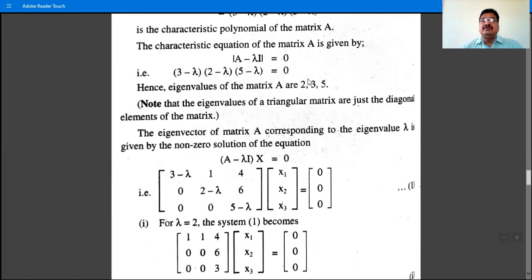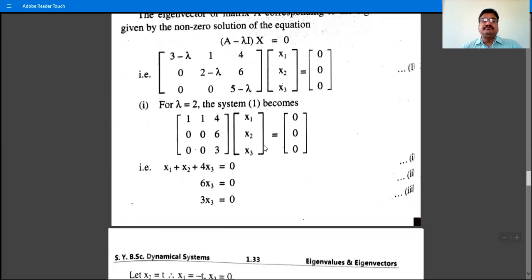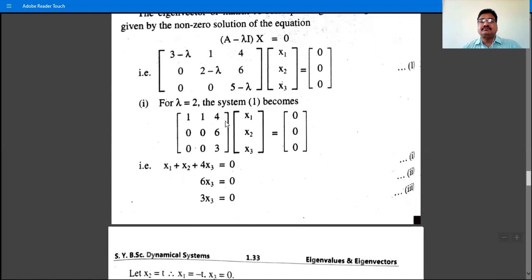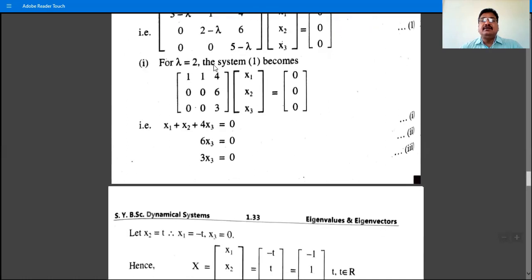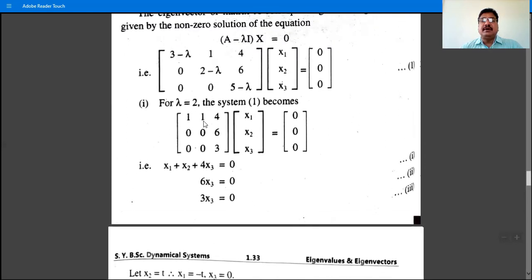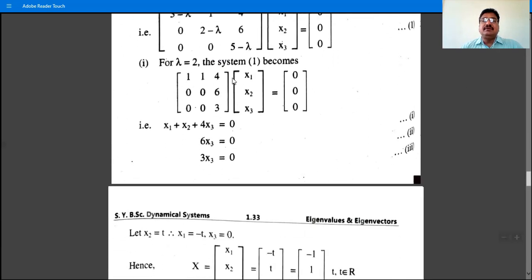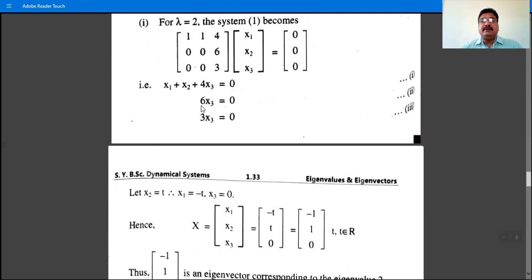Then substitute lambda is equal to 2 first. Then we have this matrix. Substituting lambda as 2: 3 minus 2 is 1. Similarly, 2 minus 1 is 0, 2 minus 2 is 0, 5 minus 2 is 3. And then rewrite the equation. So we have x1 plus x2 plus 4x3 is equal to 0, 6x2 is equal to 0, 3x3 is equal to 0. So we have to solve this system and find the values of x1, x2, x3.